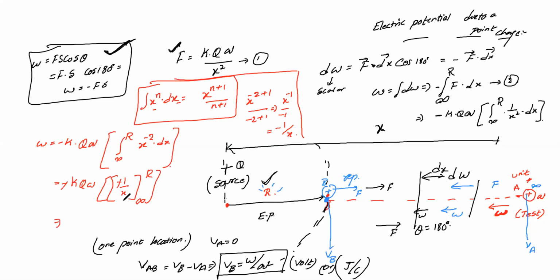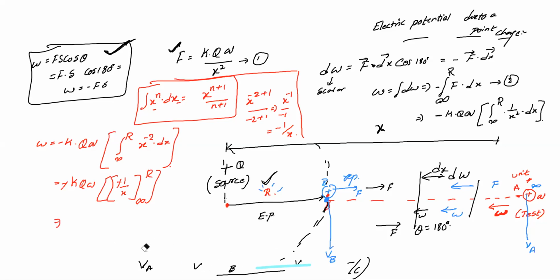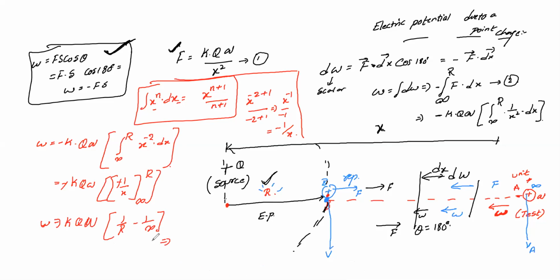Now, instead of x, I have to substitute the limits, the upper limit and the lower limit. When you substitute them, W is equal to K capital Q small q into 1 by R minus 1 by infinity. 1 by infinity is always 0. So the work function is equal to K capital Q small q by R. This is your work. Now we are going to find the electric potential due to that particular point charge.